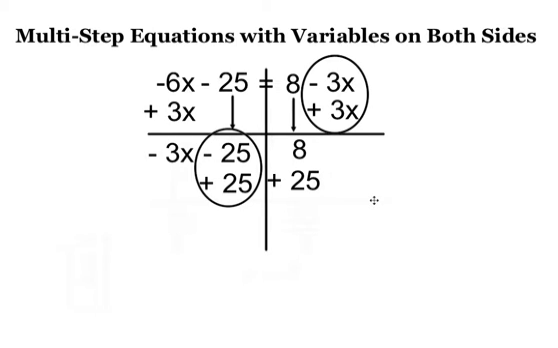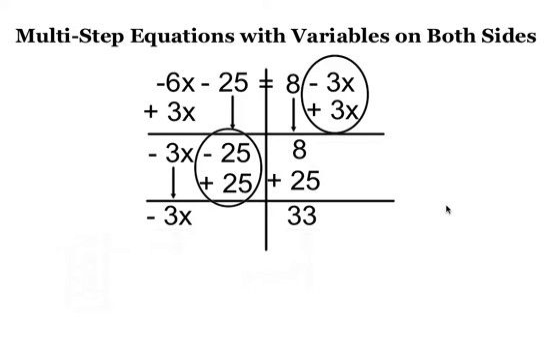Now let's see what I have left when I combine these two equations. On the left side of the equation, I have negative 3x and my positive and negative 25. I can just bring down my negative 3x on that side of the equation. On the right side of the equation, I have 8 and 25. When I combine those, that makes 33.